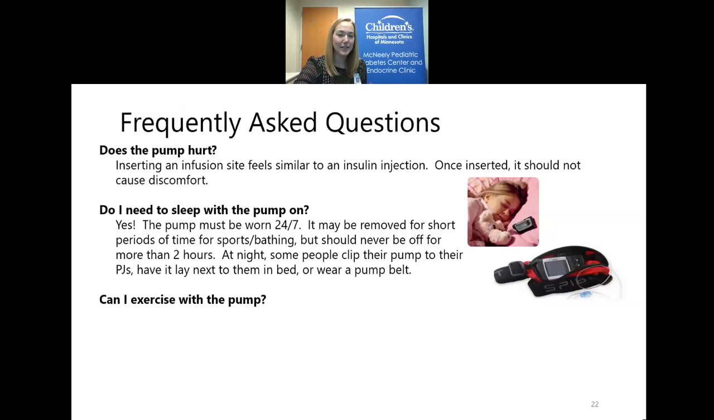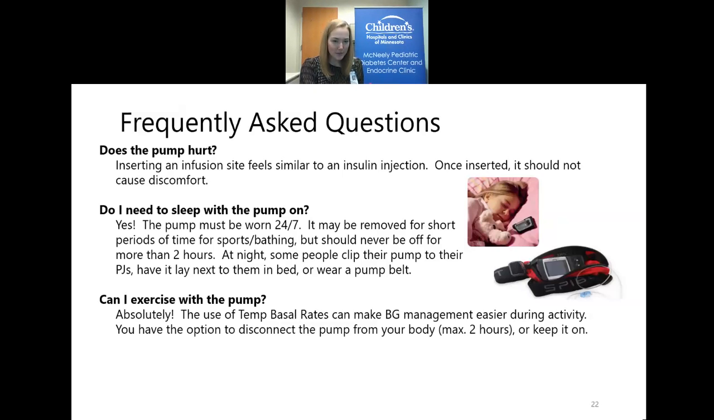All right, can I exercise with my pump? Yes, absolutely. And exercise can be a lot easier blood sugar management wise with a pump because you do have the temporary basal rate option. If you want to, some people in like hockey or football, I couldn't figure out the name of that one. In high contact sports, wrestling, people will choose to take their pump off during that time. Again, maximum 2 hours.